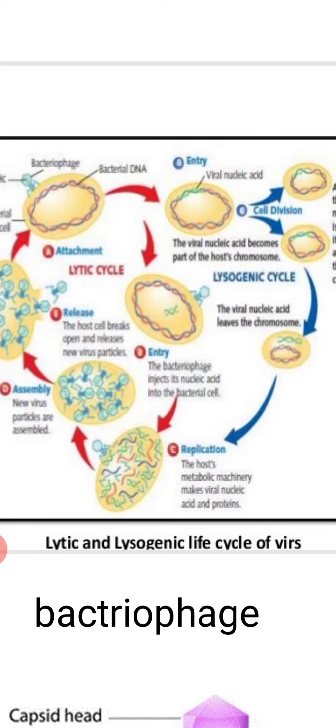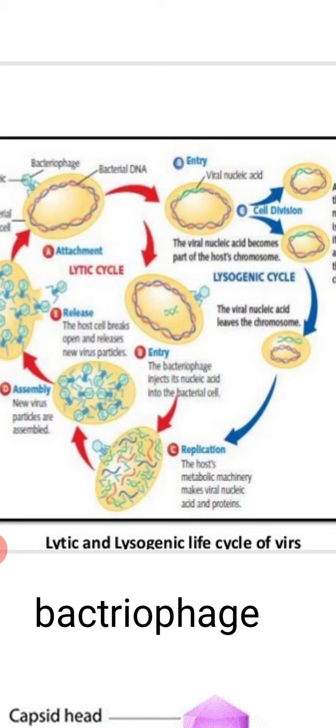And to inject, the tail portion will contract. The tail sheath contracts and its core portion penetrates into the cell wall. When the tail core reaches the plasma membrane, the DNA moves and goes into the host. So that is what happens in this entry part.